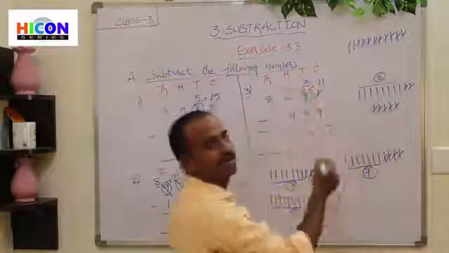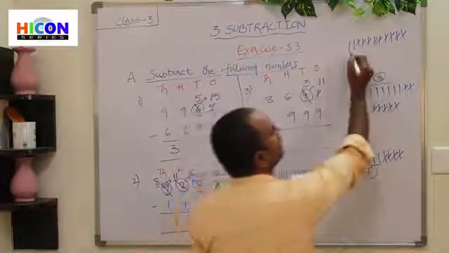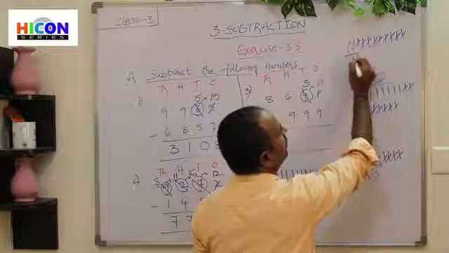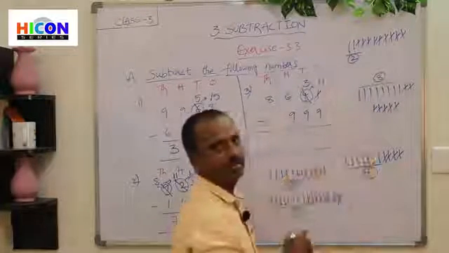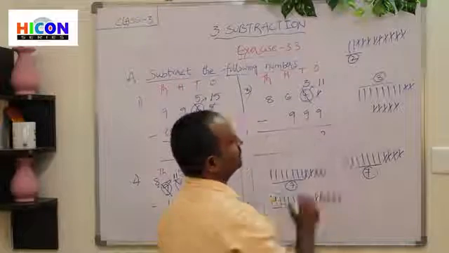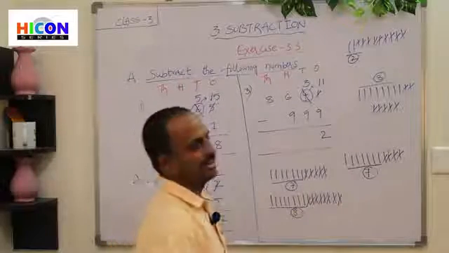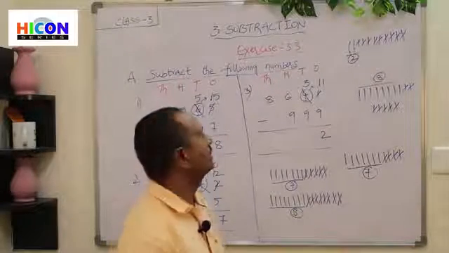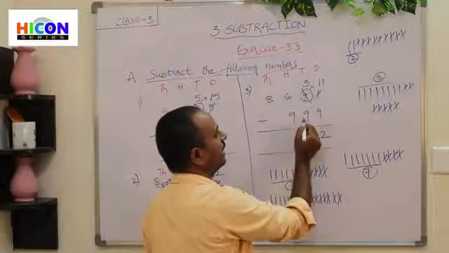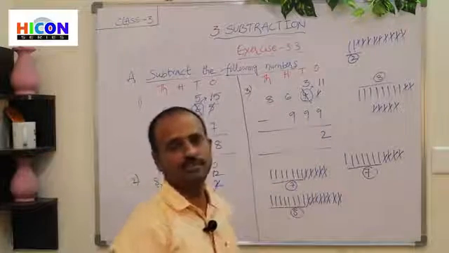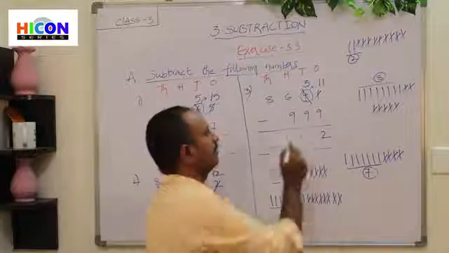So children, let us count the remaining lines. What are the remaining lines there? 1, 2. So there are 2 lines remaining. So write 2 under the ones place. Now go to the tens place. What are the digits in the tens place? 3 and 9 are present in the tens place. So now subtract 9 from 3.